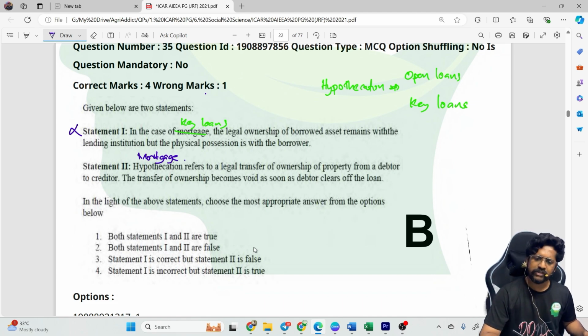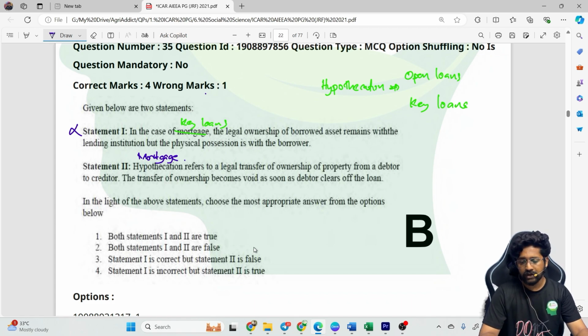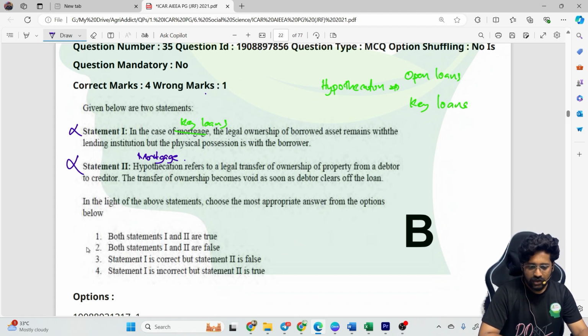So therefore it refers to the legal transfer of ownership of property from a debtor to the creditor, and only after the debtor clears the loan could he take back the property. So therefore it is connected more with the mortgage portion. So therefore the statement 1 as well as statement 2 is wrong. So therefore both statements are false here.